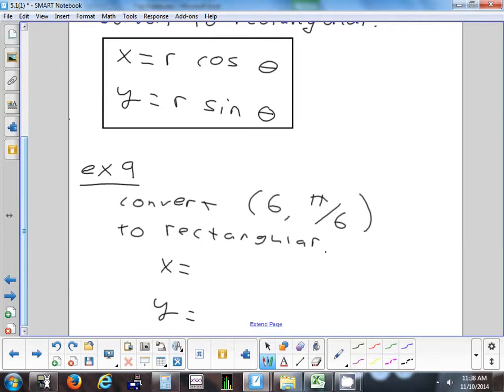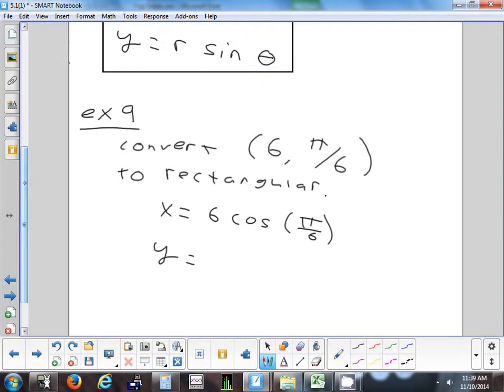So let's start off with x. Shelby, what's going to be my formula to get x? R cosine theta. Yep, r cosine theta, and then can you plug in what we have? 6 cosine 30. 6 cosine, and let's just leave it in radians, that's fine. Pi over 6. But yeah, she said 30 degrees, that's perfectly fine. If you want to change the mode on your calculator to degrees and do it that way, that's fine.